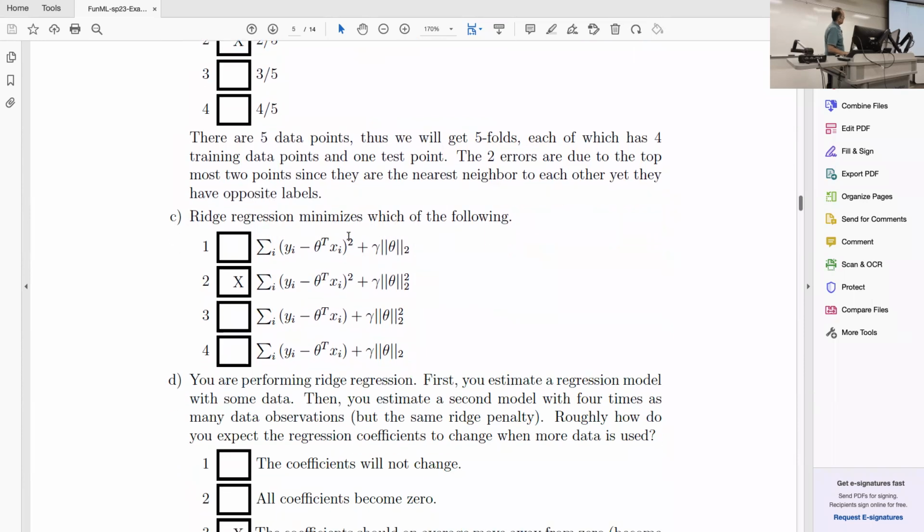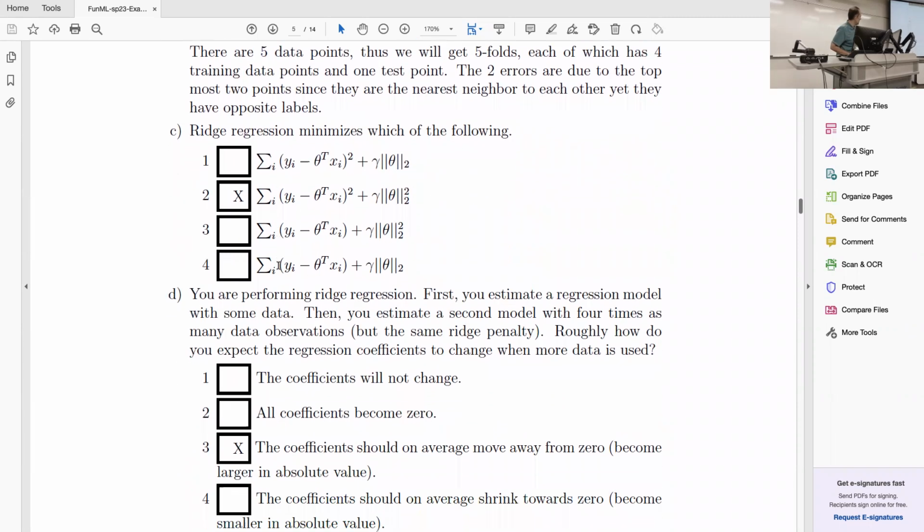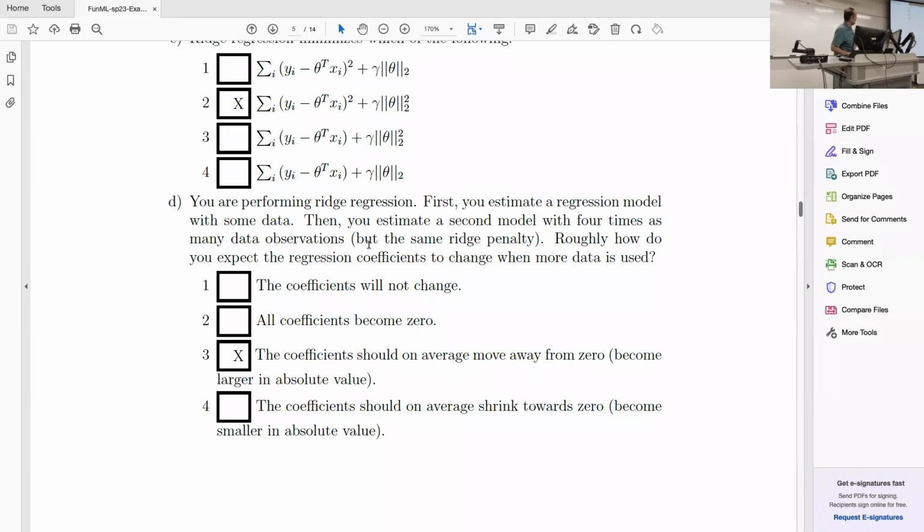Okay, ridge regression. I thought this is straightforward. I think everybody got this, so I don't think it's a problem here. This one here, when you increase the size, because this is what ridge regression is about, on average you're moving away, right? So that's basically the part. The third choice is the correct choice in this case.